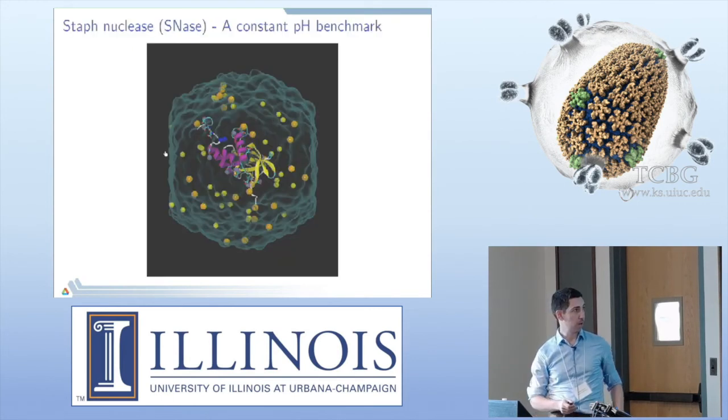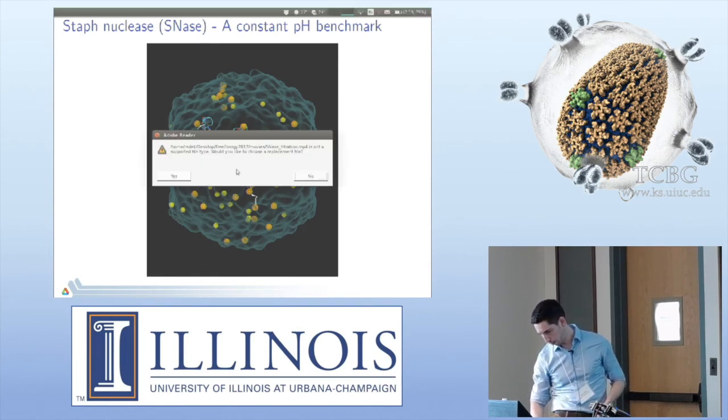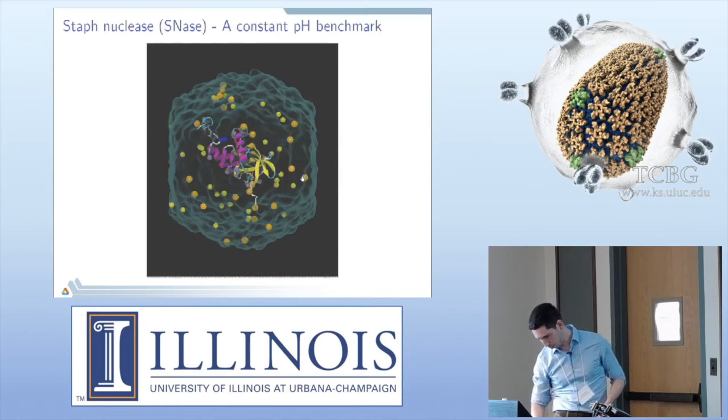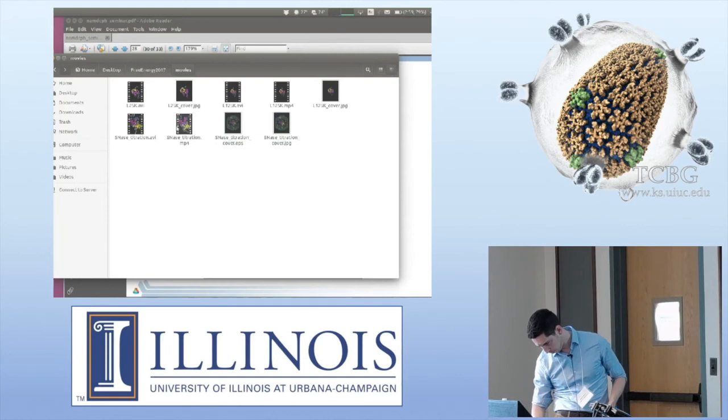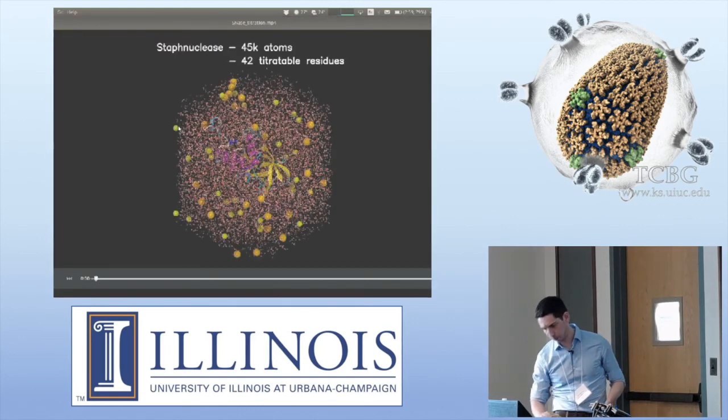So this works also on big systems with many residues. This is the benchmark system for a lot of these kinds of pH simulations, staph nuclease. It's just a really big, boring modular protein. Adobe is broken, so I doubt this is going to work. So I'll have to switch. This is a little old.